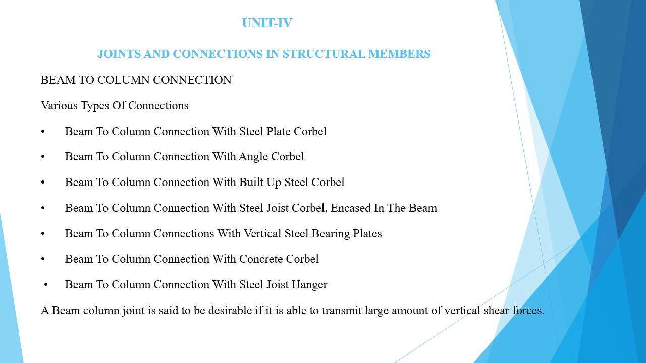Beam to column connection with the concrete corbel. The beams are supported on concrete corbels. The connection is generally applied in simply supported beams. This is also variant A, B and C.